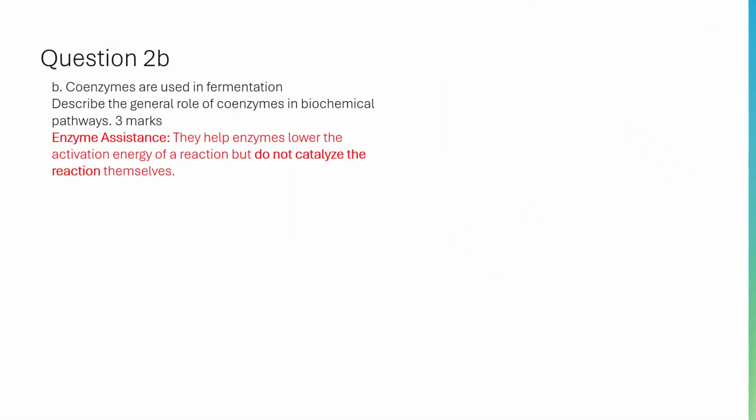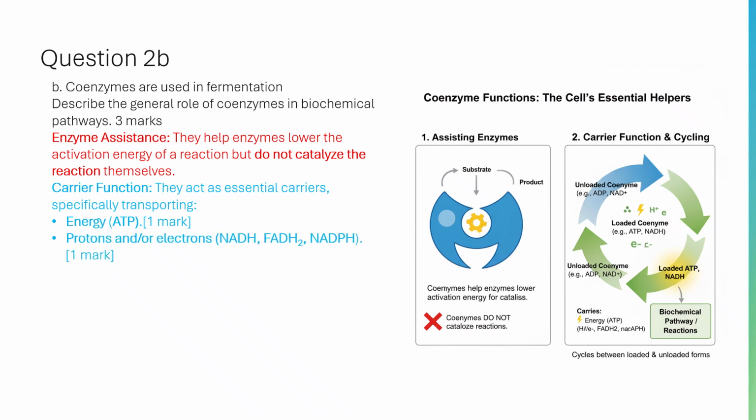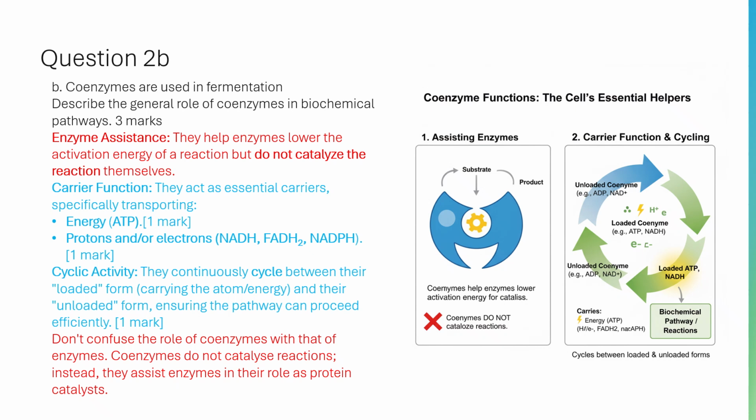Enzyme assistants: they help enzymes lower the activation energy of a reaction, but do not catalyze the reaction themselves. Carrier function: they act as essential carriers, specifically transporting energy, ATP, protons and/or electrons, NADH, FADH2, NADPH. Cyclic activity: they continuously cycle between their loaded form carrying the energy and their unloaded form, ensuring the pathway can proceed efficiently. Don't confuse the role of coenzymes with that of enzymes. Coenzymes do not catalyze reactions, instead, they assist enzymes in their role as protein catalysts.